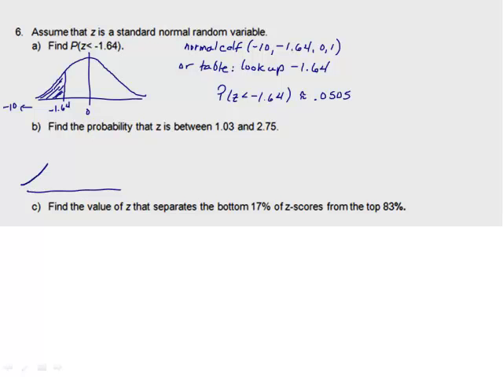Next problem is the probability that z is between 1.03 and 2.75. Again, we're drawing the picture. We're drawing in both of those values, the 1.03 and the 2.75. And we're going to shade in between those two. If you're using your calculator, this is pretty simple. You just put in those two values and then the 0 and the 1 for your mean and standard deviation.